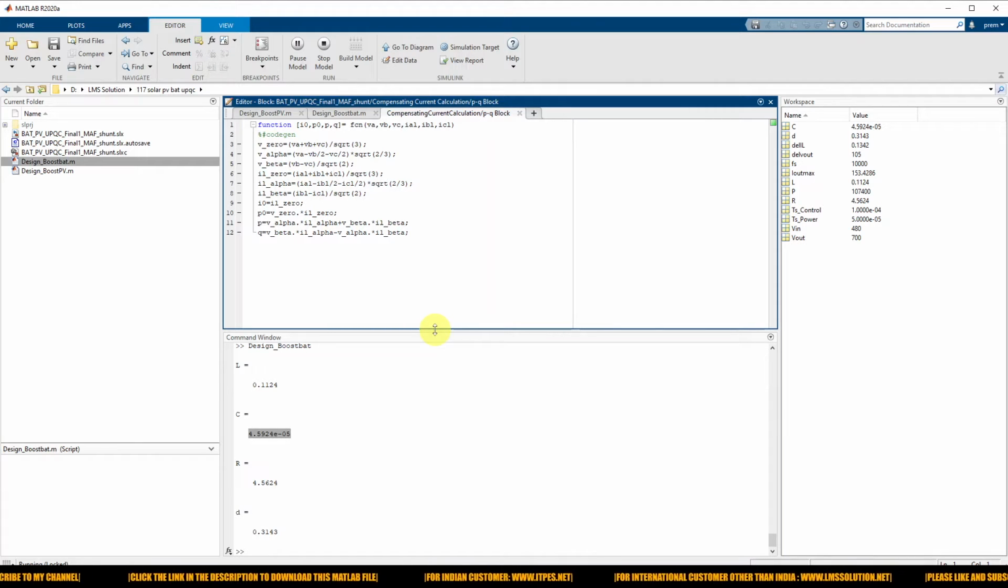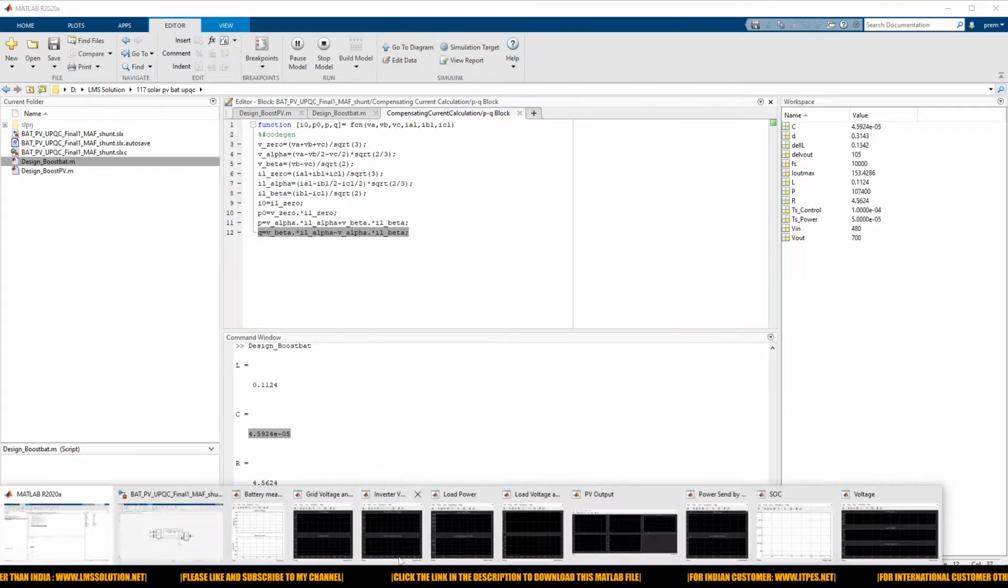So here you just have to apply that transformation, right? Alpha beta zero transformation, right? Just you have to calculate zero voltage, v alpha, v beta, and then you have to calculate current, zero current, alpha current, beta current, and then you have to calculate zero sequence current, and then you have to calculate power, real power and reactive power, okay. So this is going to be used for calculating the real and reactive power and zero sequence power.